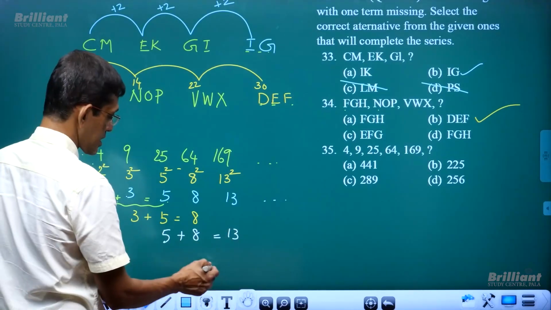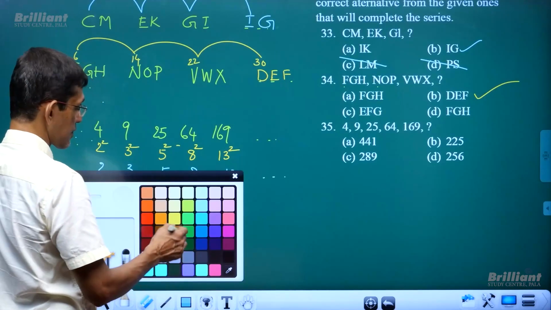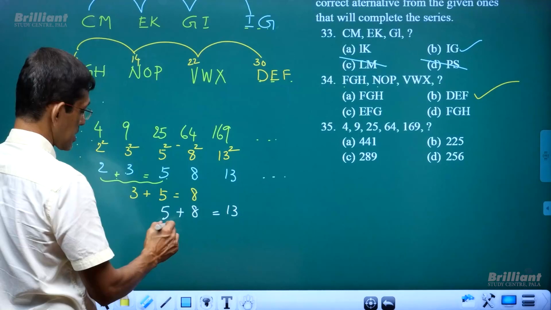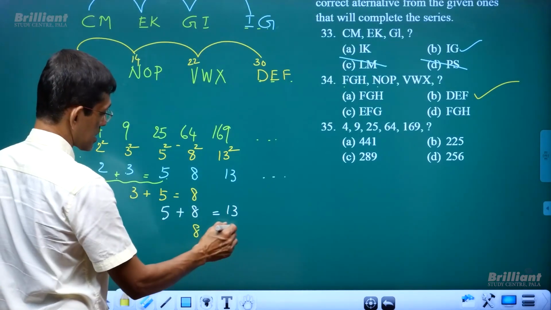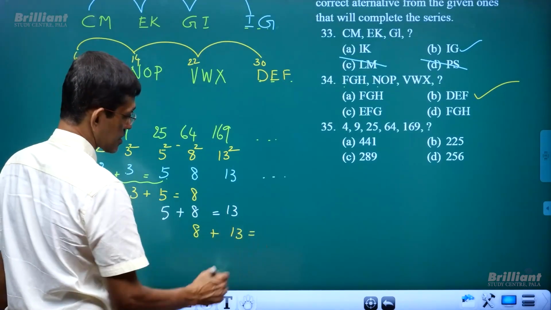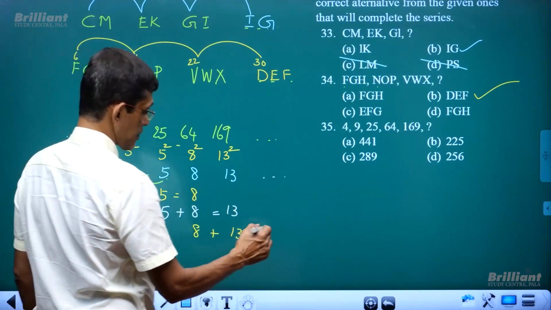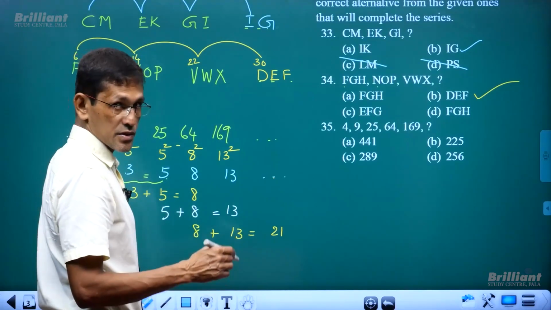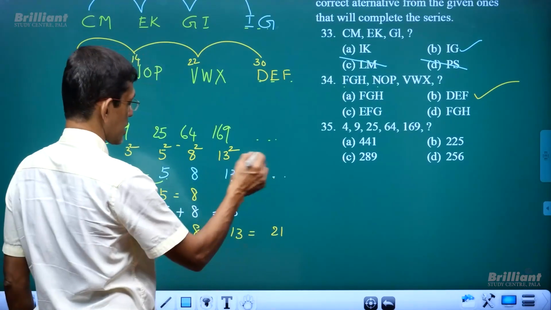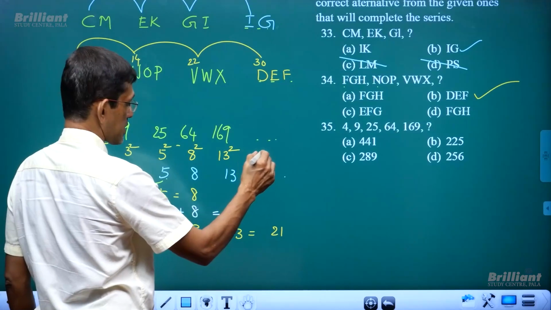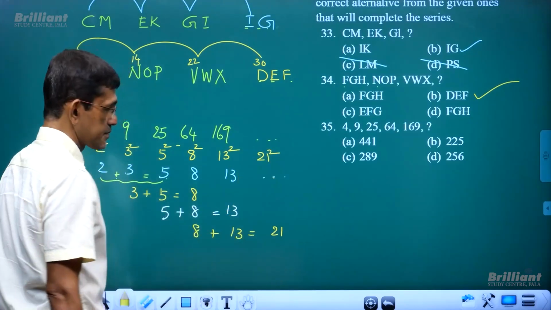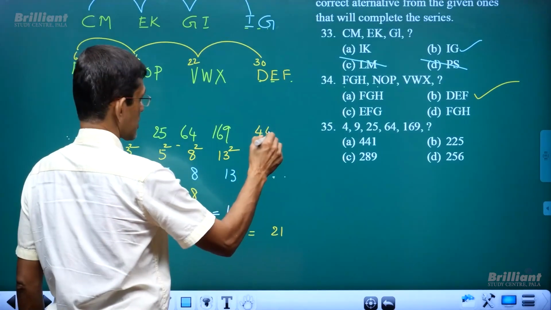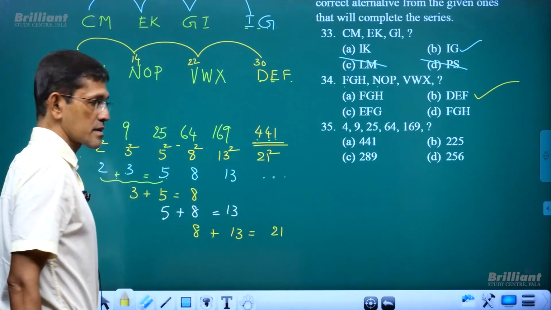Okay, so if that is the case, what we are looking for is the next step. What is that? It must be 8 plus 13. That's equal to what? 13 plus 8, 21. So 21 is the number we are looking for. It is not 21, but the square of 21, because these are like the squares of perfect squares, right? So 21 square is 441. So the answer, what we are looking for is 441.